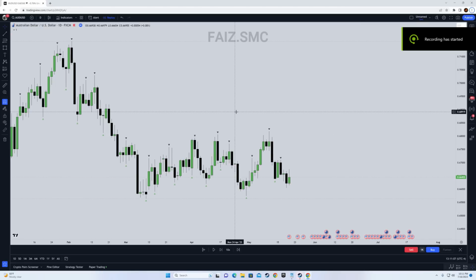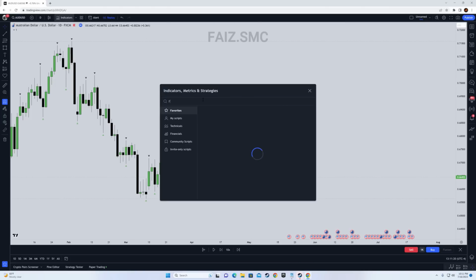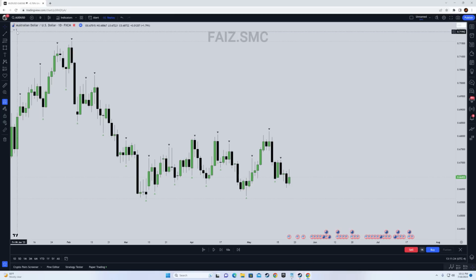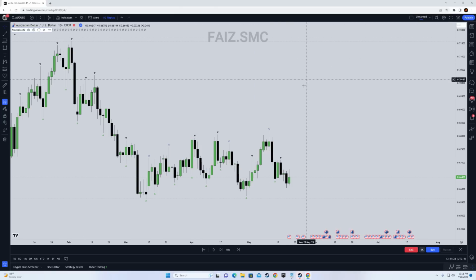All right, guys, so here is example number 1. If you look at these arrows, they are basically fractals. It tells you the correct lows and highs. So if you want to add this to your charts, which is actually a game changer, you go to indicators, type in fractals, and you choose the one by Rachel T, and the settings are here for my indicator. All right, so what do you see?